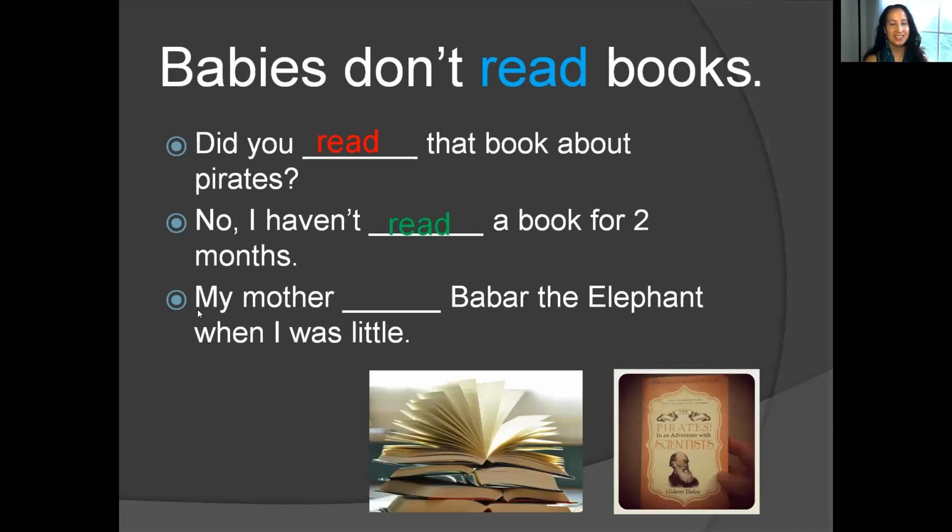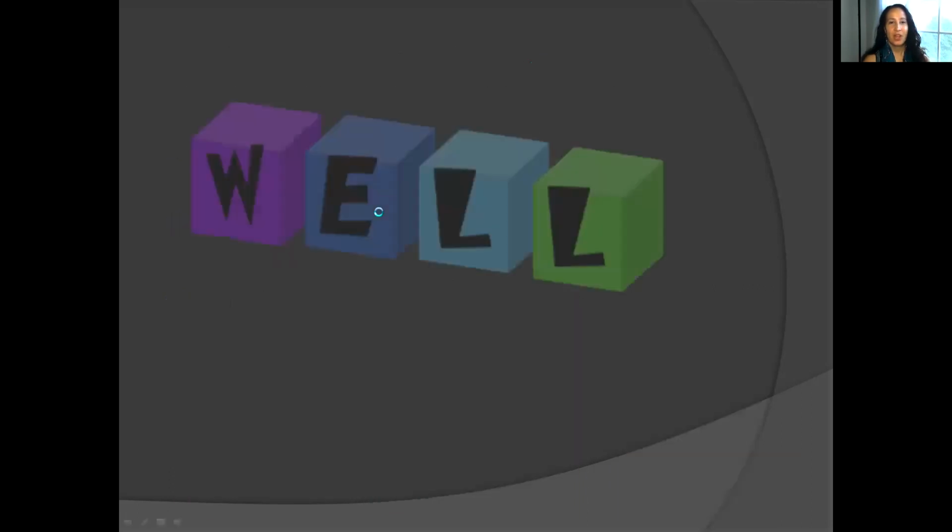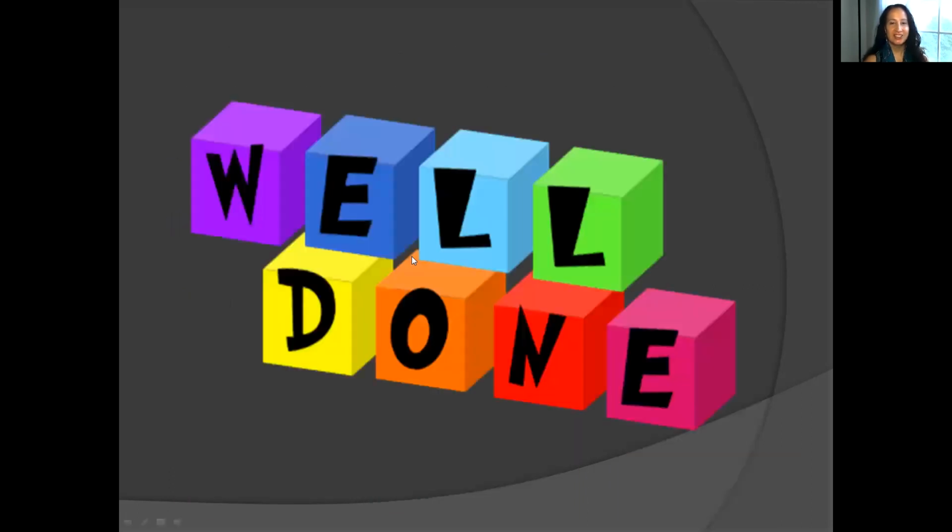Gotta remember this. My mother blanked Babar the elephant when I was little. My mother read. Okay, this is an easy one. Read, I don't read. Did you read? I haven't read. My mother read. Okay, they sound different, but they're all spelt the same. Did you get it? Well done. Congratulations. This was so tough.